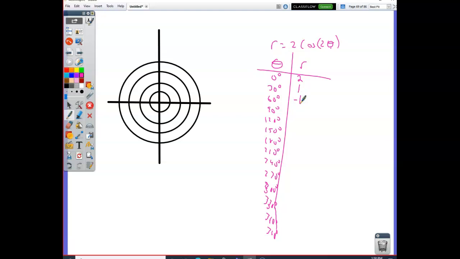Now I'm going to move forward. Do 90 degrees. 2 times 90 degrees is 180. Cosine of 180 is -1. 2 times -1 is -2. 120 degrees. 2 times 120 degrees is 240 degrees. Cosine of 240 degrees, 60 degree reference angle in that quadrant, which is also negative. So -1/2. So it becomes -1.